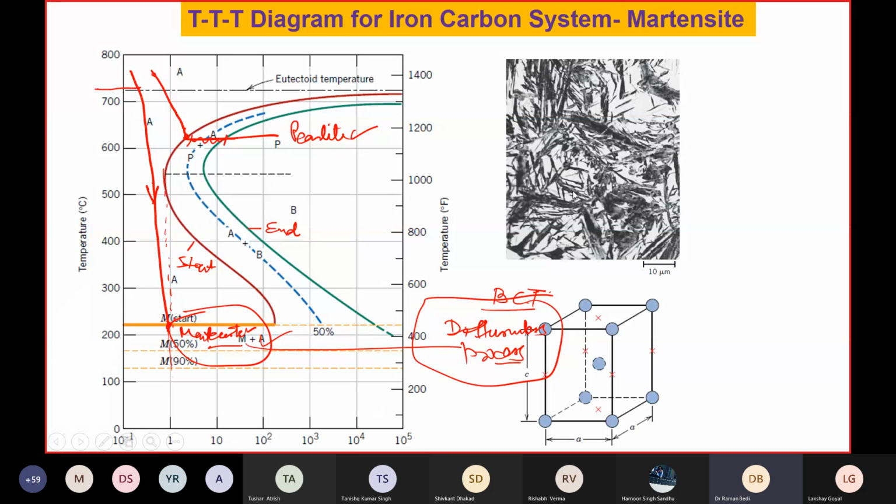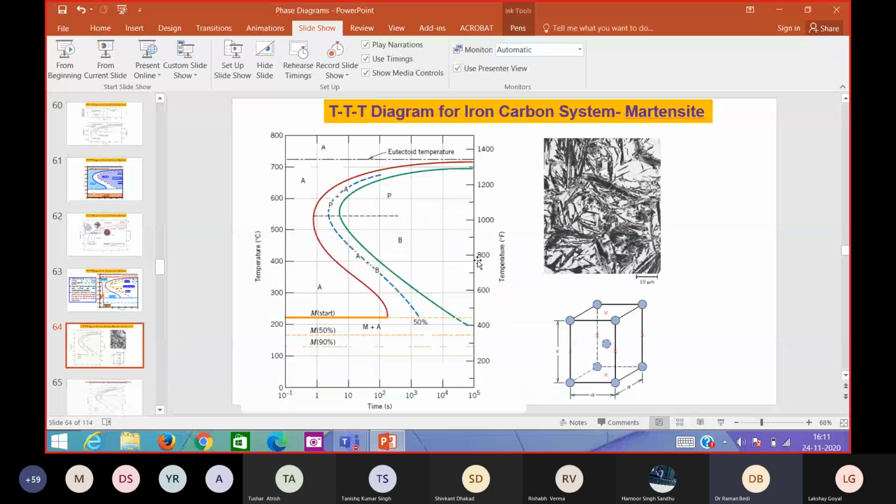this is, as far as the understanding of the TTT diagram is concerned, the time versus temperature versus transformation diagram. So this explains the concept of the TTT diagram. I hope it is clear to you.